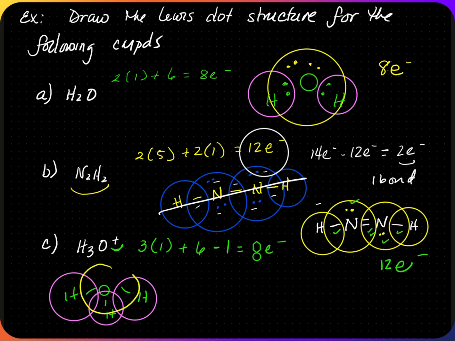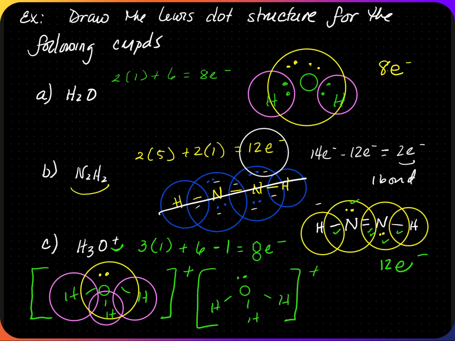If I look at my oxygen, it currently has 6 electrons, so it needs 2 more. So now I count, there's 2, 4, 6, 8. This is the correct structure for hydronium ion. We need to include brackets because this is an ion with a charge on the outside. So your structure will look like this. It's a charge. You can also draw it like this. This is correct. All of these structures are acceptable.